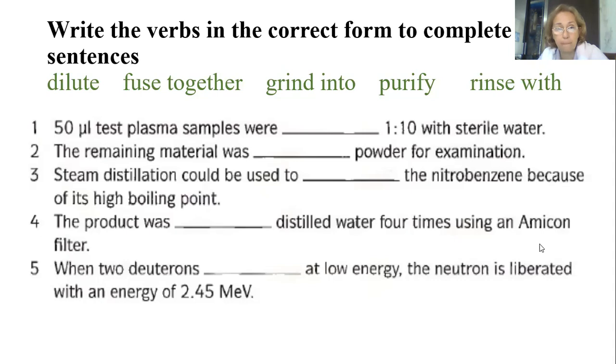The remaining material was out from examination. That was what? Powder, порошок, да, они были стерты в порошок. Grind into? So we need to use the past participle, the third form. Grind, ground. Yes, the remaining material was ground into powder for examination. Right. So Aidana, the third one, please.